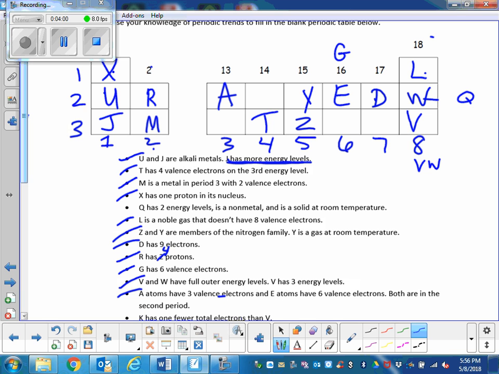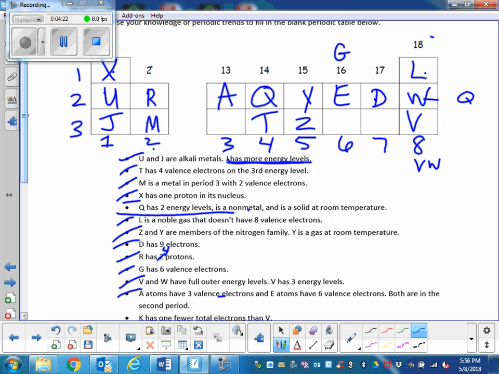That will let me come back here to my Q that I kind of set over here on the side, because the only thing I have available and open is this one here. And it said that it is in the 2nd energy level, a nonmetal, and a solid at room temperature. So that would give us the idea that it is going to be carbon.